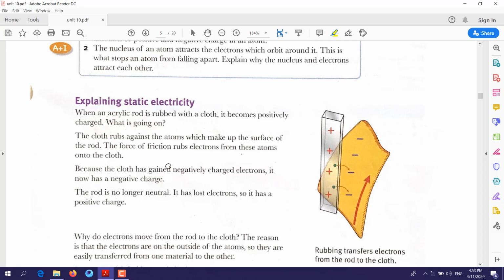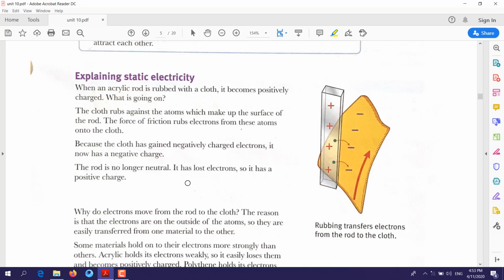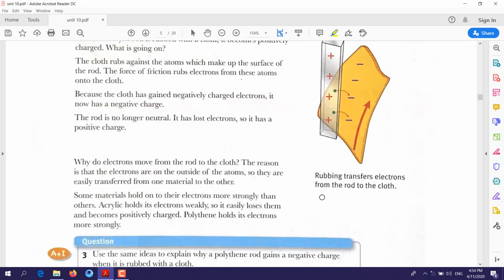Explaining static electricity. Again, static electricity, we said, is the effect of stopped energy or stopped electricity. Here we said materials will be charged if they are rubbed with other materials. So if there is friction between two different materials, some of these materials will be positively charged and the others will be negatively charged. Which one will be positive and which one will be negative? It depends on the material that you use.